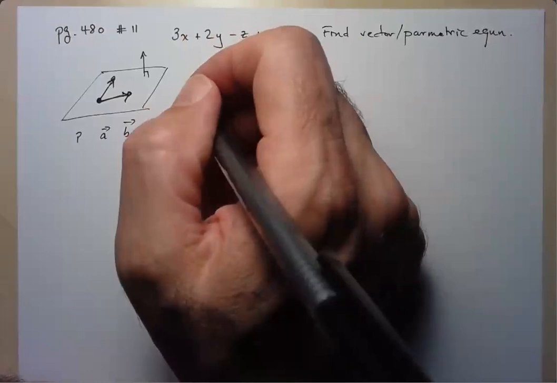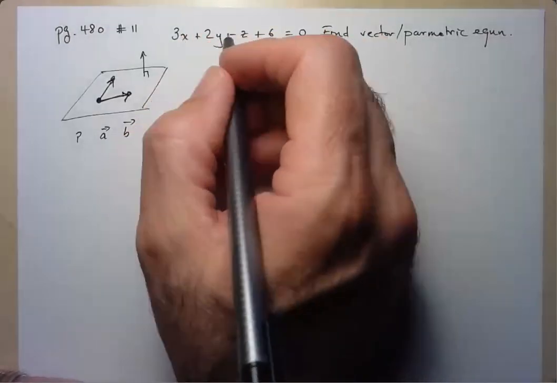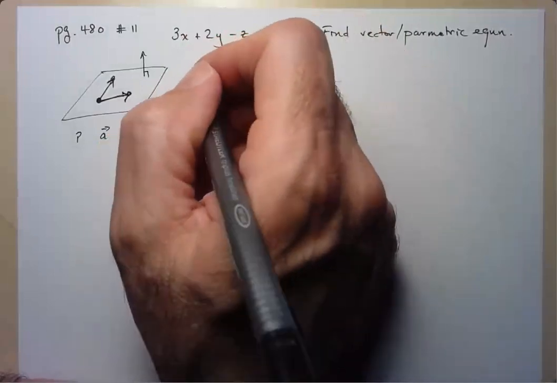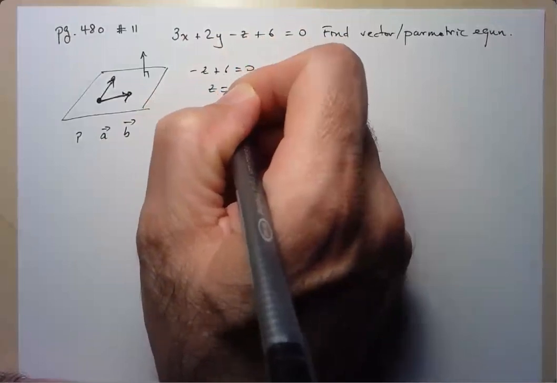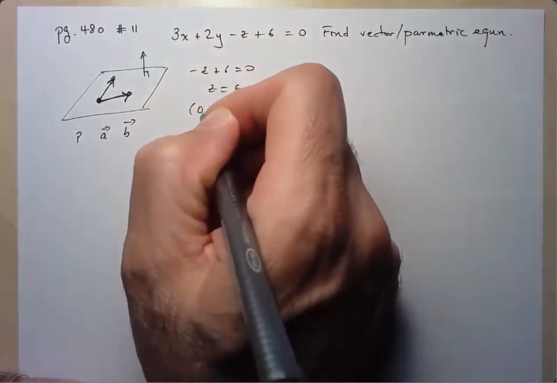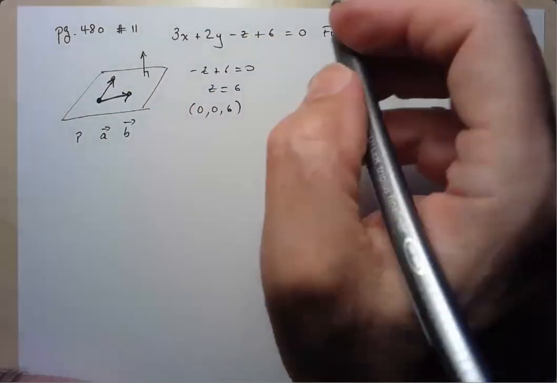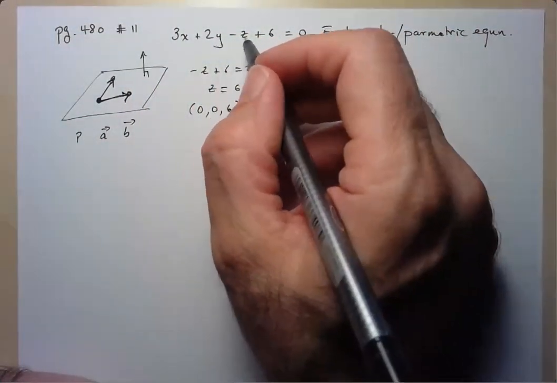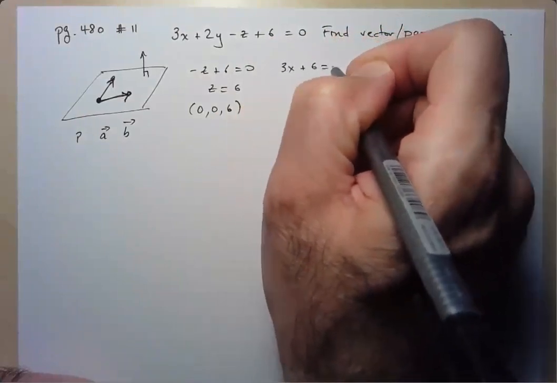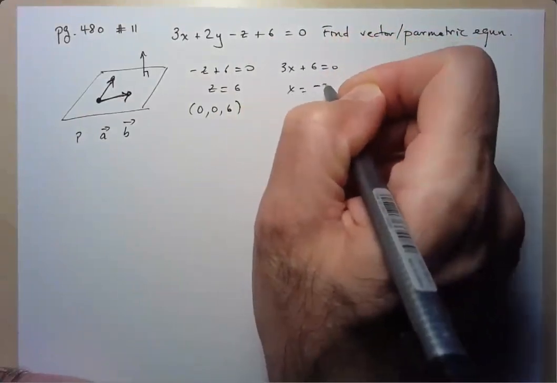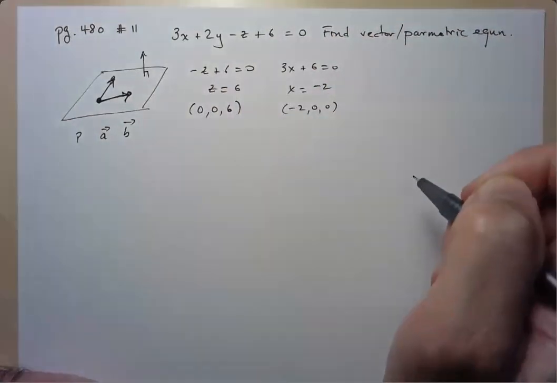But here, if we let X equal 0 and Y equal 0, what are we left with? We're left with negative Z plus 6 equals 0, so Z equals 6. So there we go, (0, 0, 6) is one of my points. If I let Y and Z be 0, I'm left with 3x plus 6 equals 0, so X is going to be equal to negative 2. So (-2, 0, 0) is a second point.